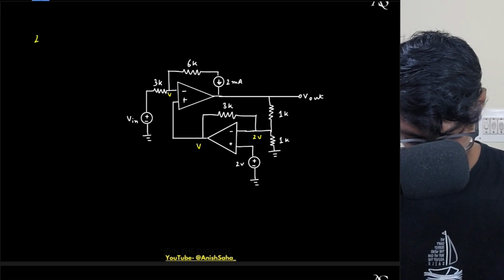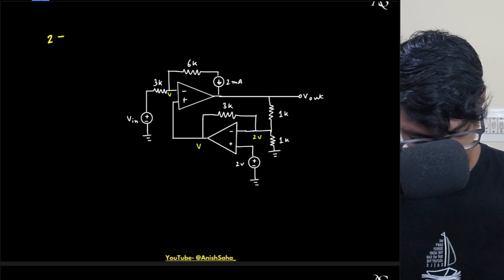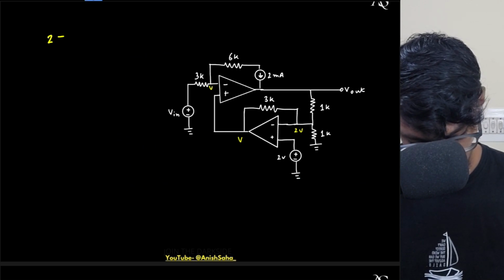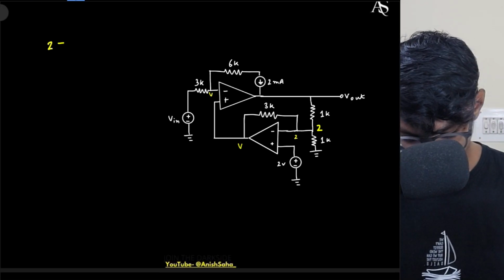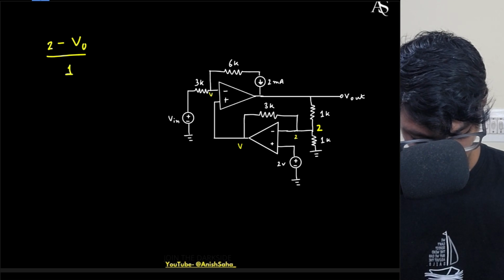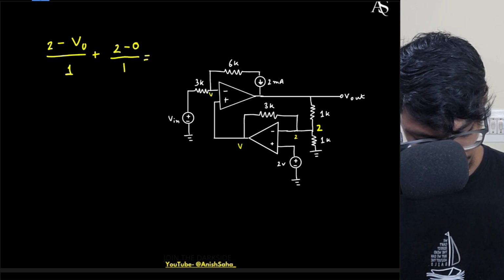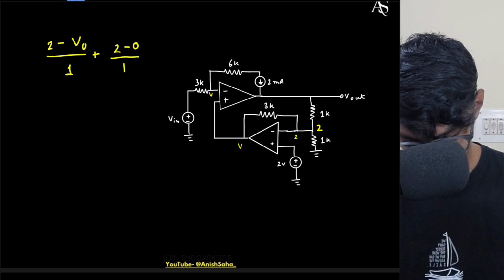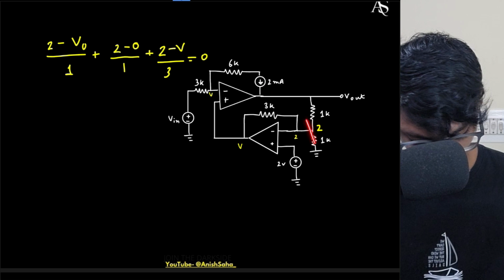I will get, this is 2 minus, just hold on, 2 minus, this node voltage is 2, right? This is not 2V actually, this is just 2 volts. So 2 minus VO divided by 1 plus 2 by minus 0 divided by 1. All these are in kilo, right? All these are in kilo, and plus 2 minus V divided by 3 equals to 0. So this is the first equation basically.